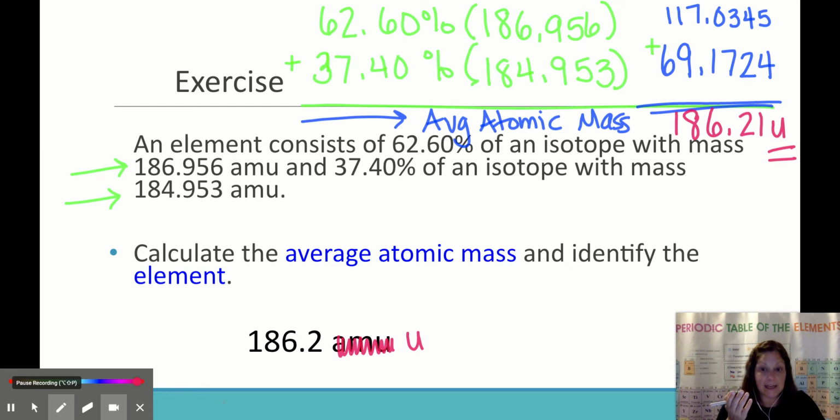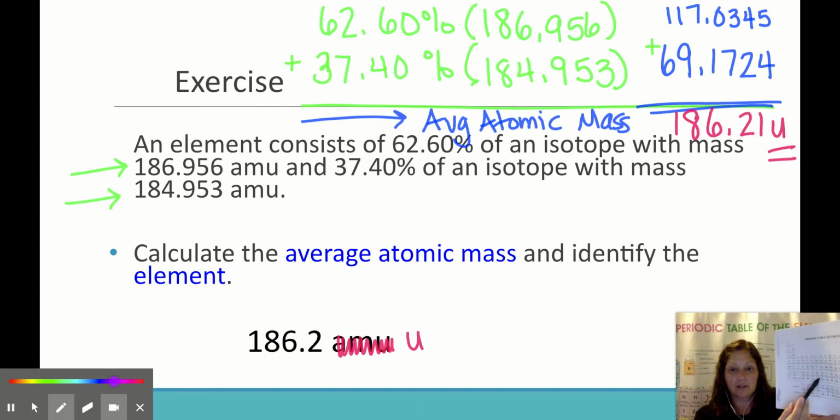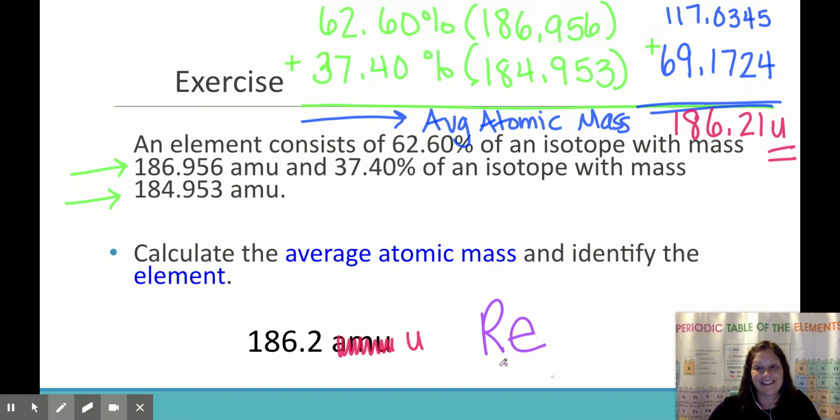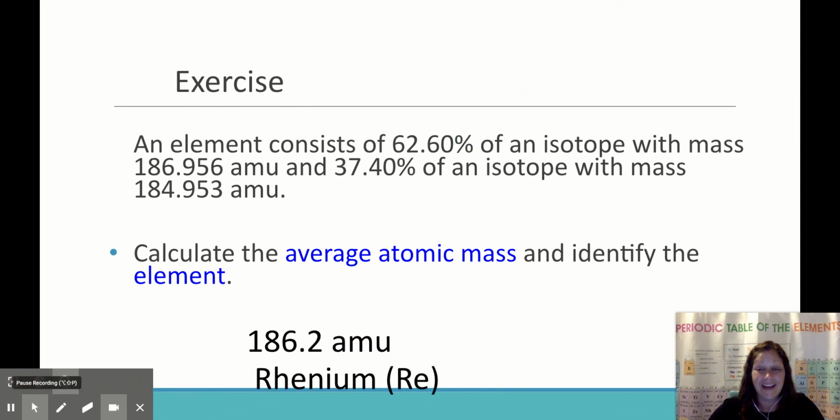I see it, 186.21, and it happens to be number 75, and the element is Re. So that means that this is the element that was being discussed in this problem. And Re is rhenium.